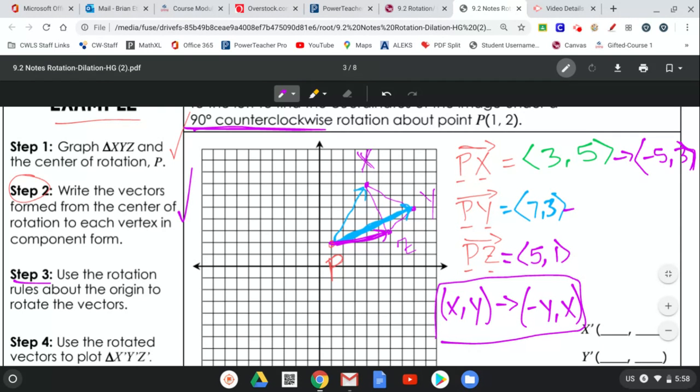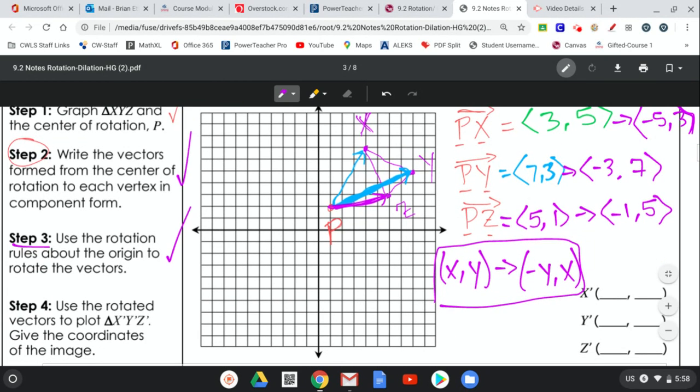Then we're going to write the next one. That's going to change it to negative 3, 7. And lastly, for PZ, vector PZ is going to be negative 1, 5. Now, we just completed step 3. So from there, we have to go on to step 4.